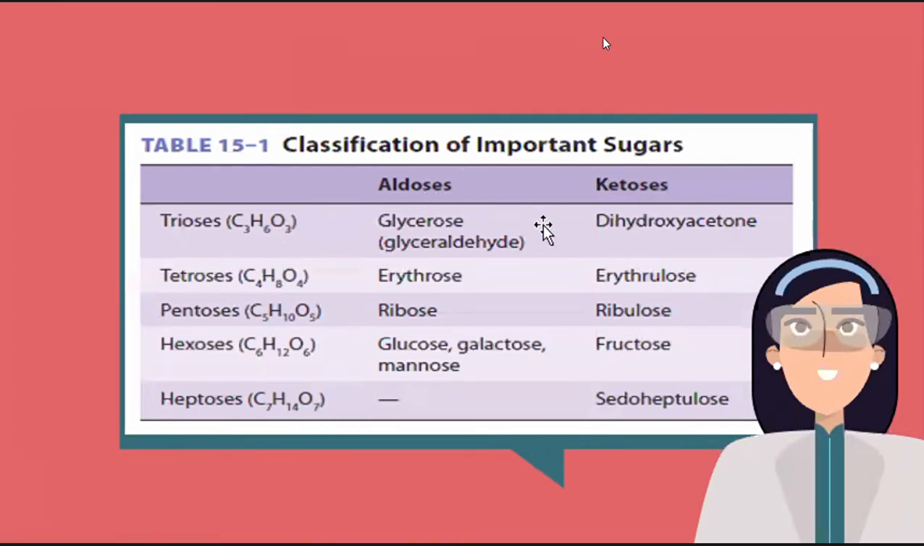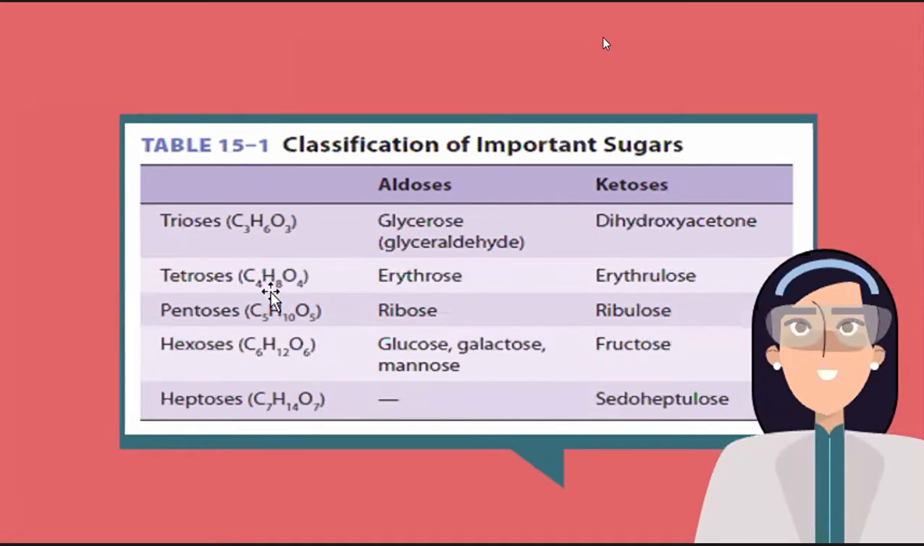So triose: glycerose, and dihydroxyacetone is the ketone type of triose. In tetrose, it is erythrose, and for ketone, it is erythrulose. For pentose, the ribose, then ribulose. For hexose, glucose, the most important one, glucose. And for the ketone part, this is fructose. For heptose, that's on the aldose, is glucoheptose, or your acetoheptose. And for the ketose part is the acetoheptulose.